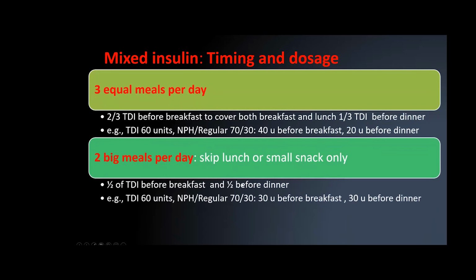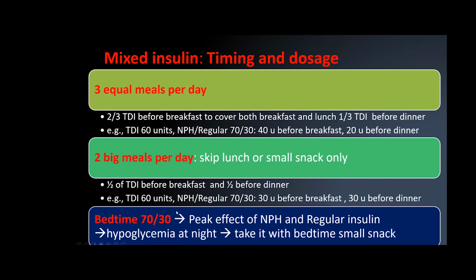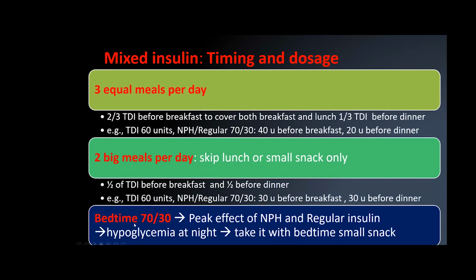So you always ask the patient how many times a day they eat, and if the patient eats two big meals and then a small snack at lunchtime, you can use 50-50. And then you can give a bedtime NPH. We can give a bedtime 70-30, but the problem with the bedtime 70-30 is it can cause nocturnal hypoglycemia. That's why if you give a bedtime dose, you always take it with a bedtime snack.